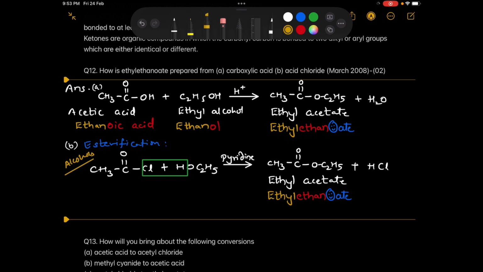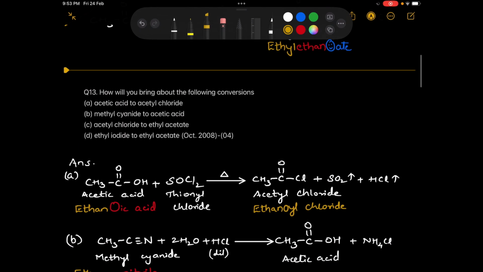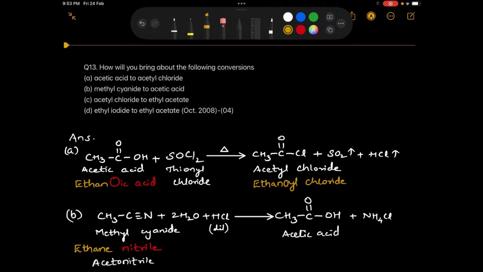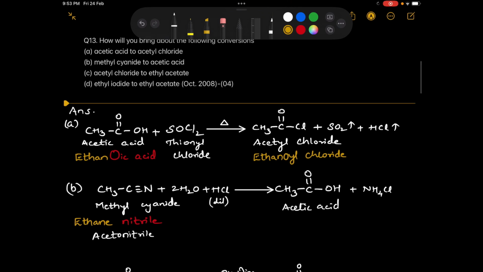So here the reactant is acetyl chloride which reacts with ethyl alcohol and we again get ethyl acetate. Let's move on to the next question. How will you bring about the following conversions? The first one, acetic acid to acetyl chloride. To convert acetic acid to acetyl chloride, what we use is thionyl chloride. Now the product over here is acetyl chloride, which is the main product, and the other byproducts are sulfur dioxide and HCl gas. The next conversion is methyl cyanide to acetic acid.